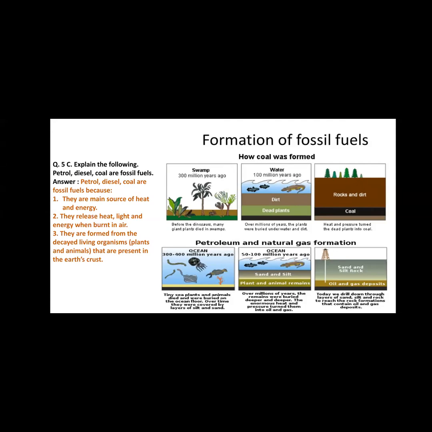The animals underwater get buried inside the earth's crust. Then, millions of years ago, the aquatic animals and the plants or the ground animals get buried. So by the process of high pressure and temperature, the buried animals and plants are converted into petrol, diesel, and coal, which can now be used as fuel.